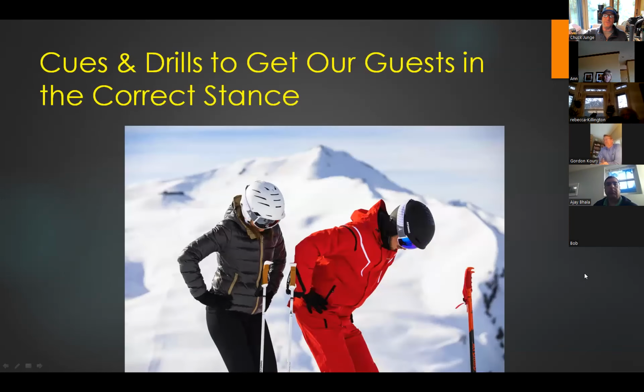All right, cues and drills to get our guests in the correct position. So I'm going to bring up one, and this is one that's along the functional tension part of it.